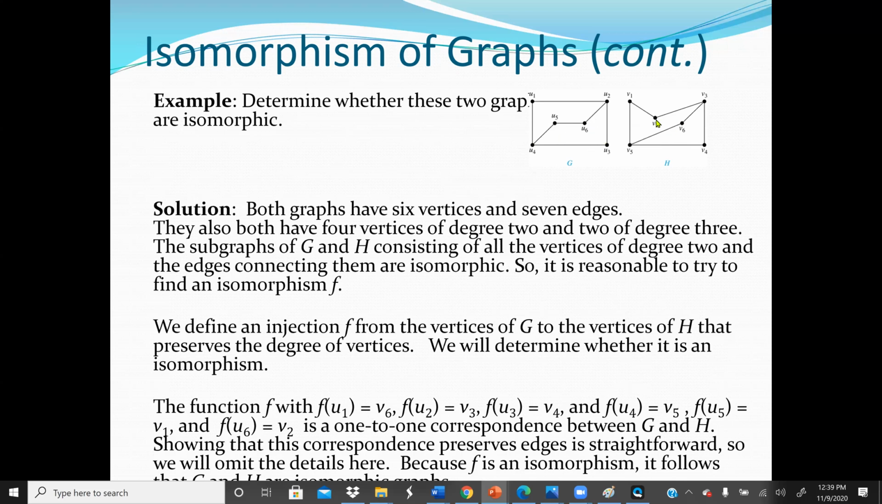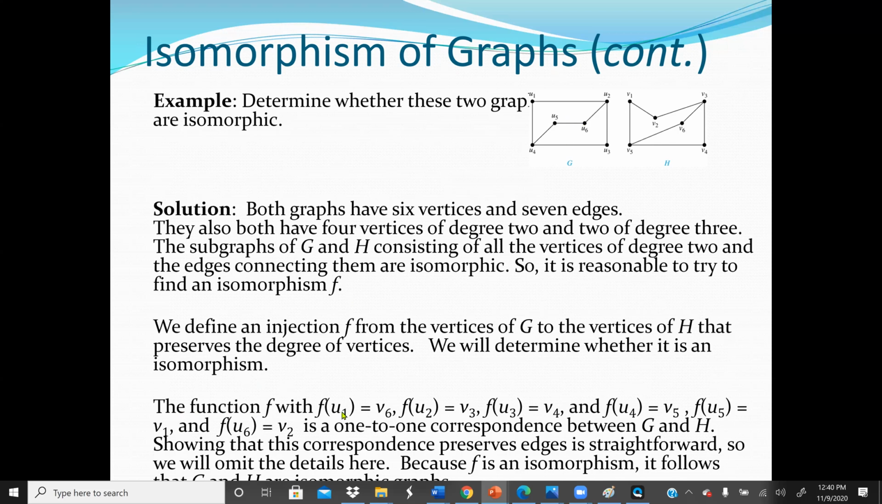And the inner ones here, V2 and V6, are degree 2. Here also the same thing, U5 and U6 are degree 2. The outer ones are 2, this is 3, this is 3. So they are the same. So here we can define a one-to-one function from the vertices of G to the vertices of H that preserves the degree of vertices, and also determine whether it is an isomorphism. So this is how we check, and everything looks good.